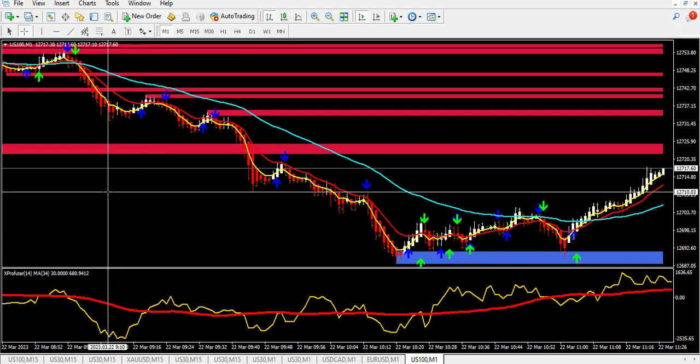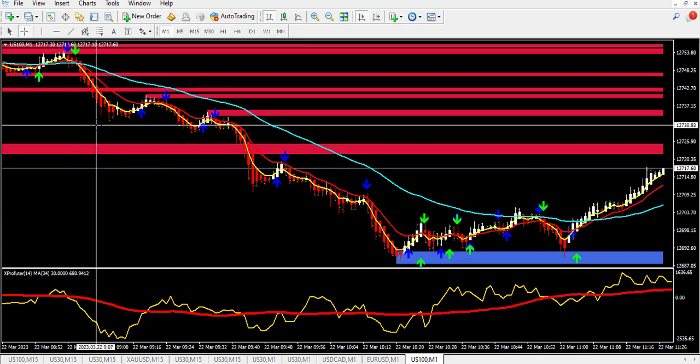Now this is how I use it. Though some people use it against the trend, I do not advise that. I want you to use it in the direction of the trend. Do not trade against the trend. It is more risky trading against the trend than trading in the direction of the trend.